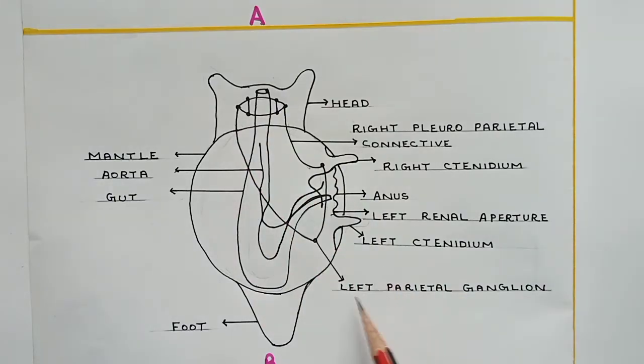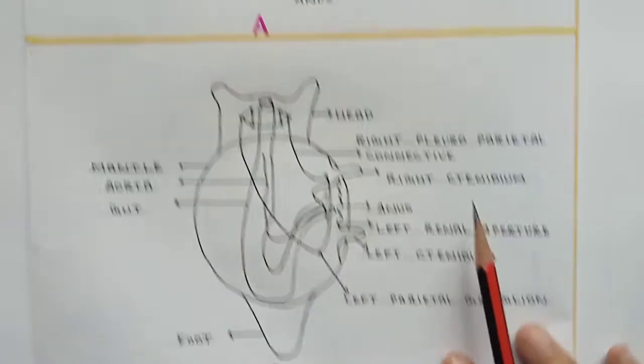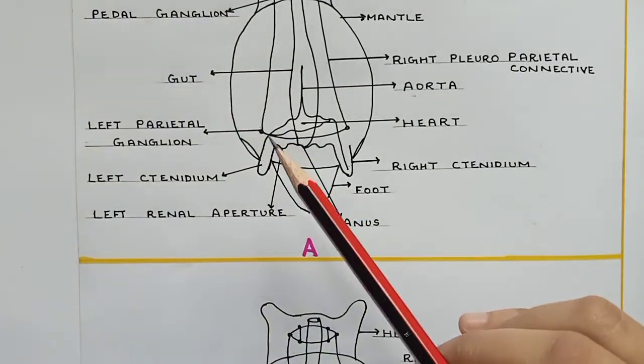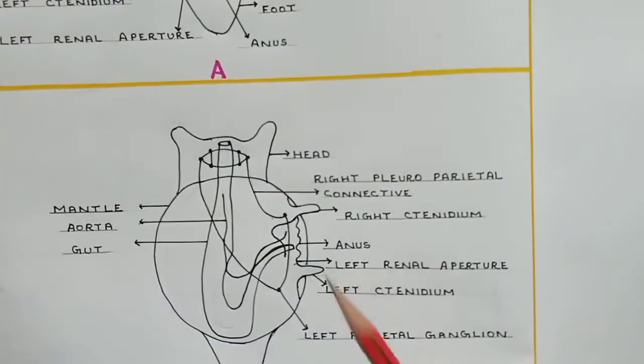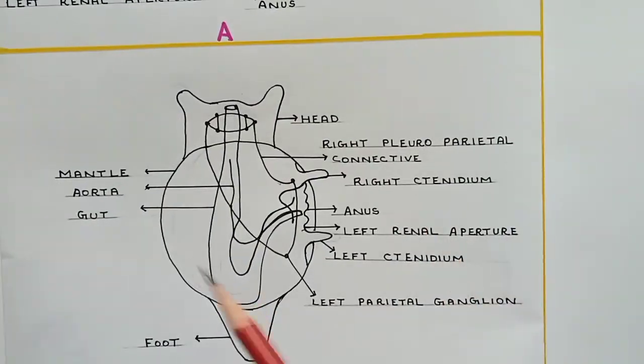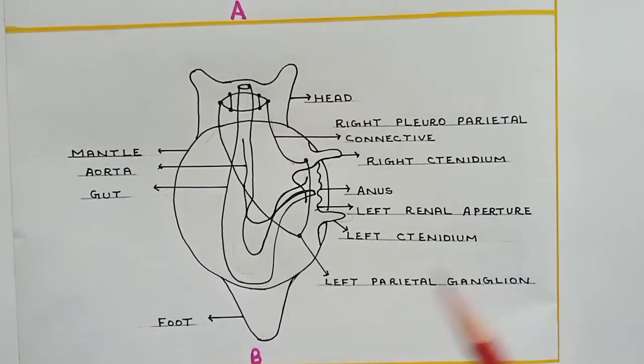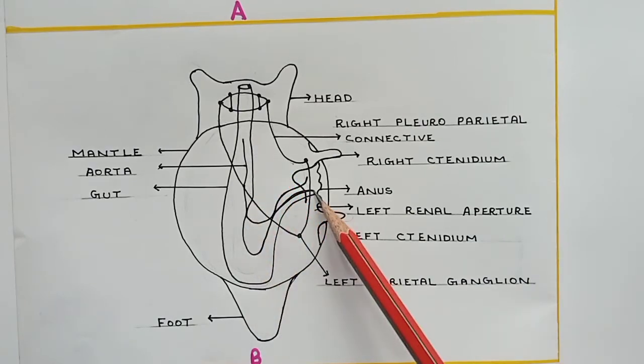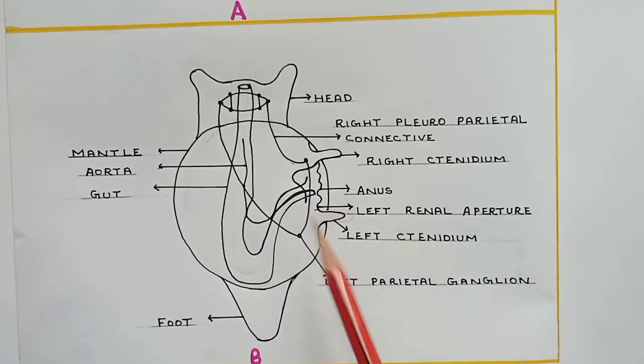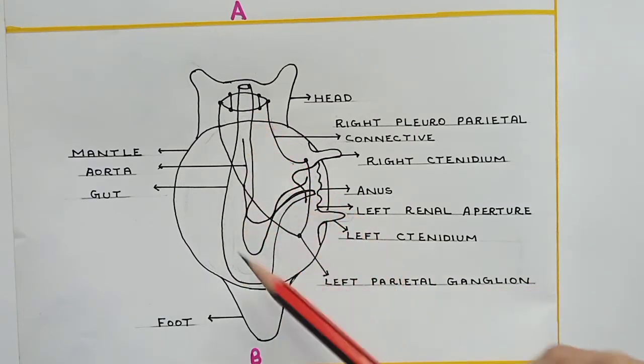So we see the left parietal ganglion, which was here, right? The left parietal ganglion turns through 90 degrees, in the 90 degrees angle, right? It comes to the right side. The anus also comes to the right side, which causes the gut or the alimentary canal to form a loop-like structure.